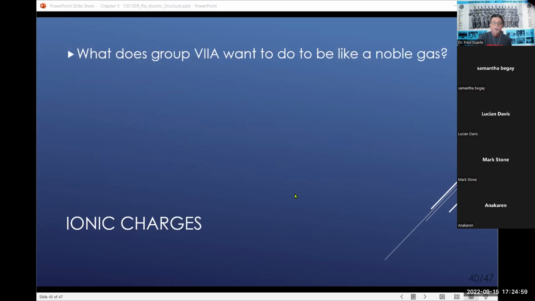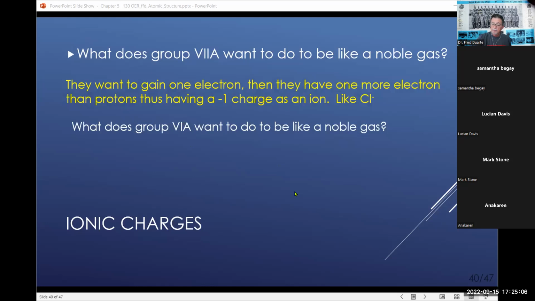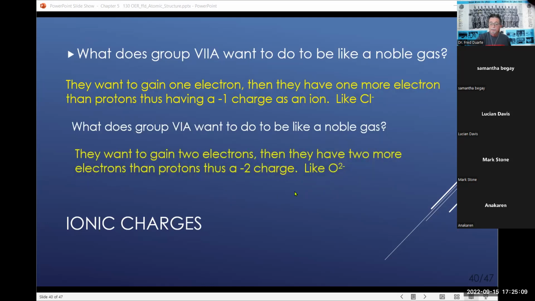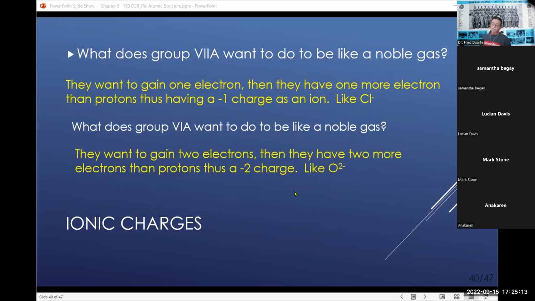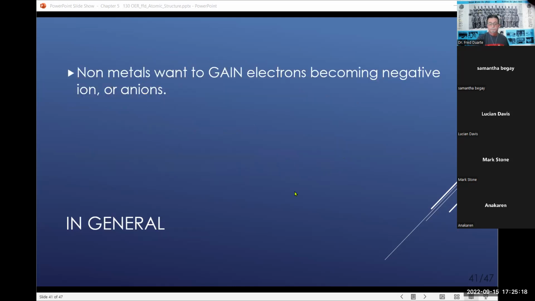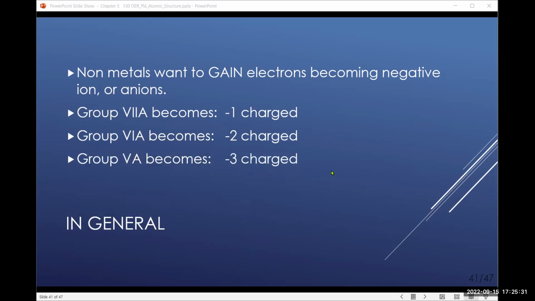Okay, now group 7, we end up with a -1 charge, they're nonmetals. Group 6 will have a -2, and group 5 will have a -3. Nonmetals want to gain, as I stated. There's the charges.